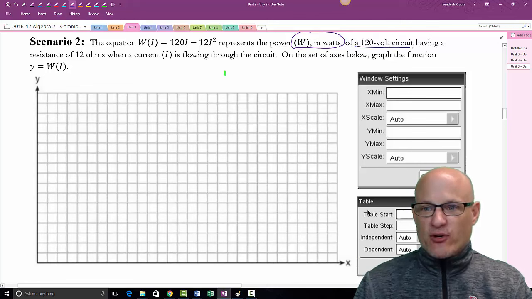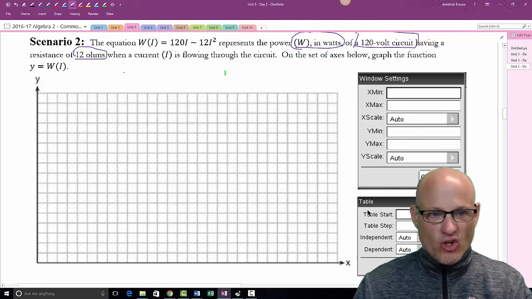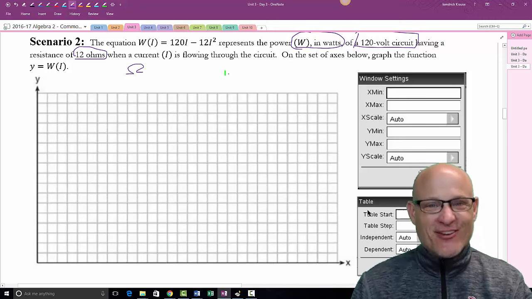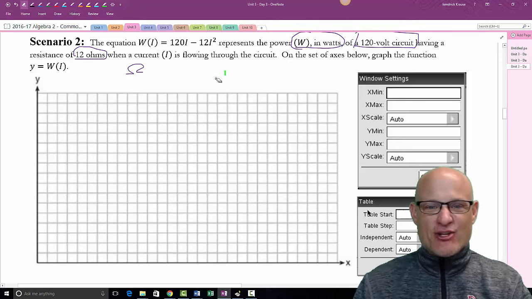In a 120-volt circuit, yep, now I'm still confused. I got all these numbers coming at me. With an ohm resistance of 12 ohms. What? 12 ohms? By the way, the symbol for ohms is omega. That's ohms. I knew that. That's some edumacation I got myself in the army.